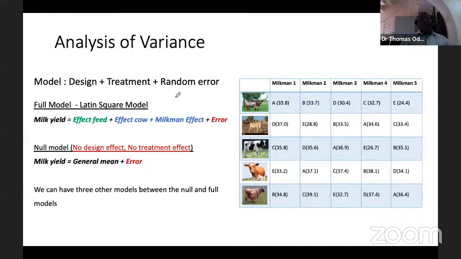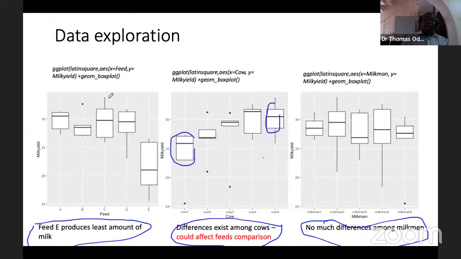So we have done our exploratory data analysis. We probably can tell that the feed is actually somehow important in explaining the variability, but that importance could probably be attributed to feed E. The rest seems to be similar. And you see from here that the effect of the cow is certainly there and should also be in our model, but here the effect of the milkman may probably not be in the model. But we will see exactly what is going on.